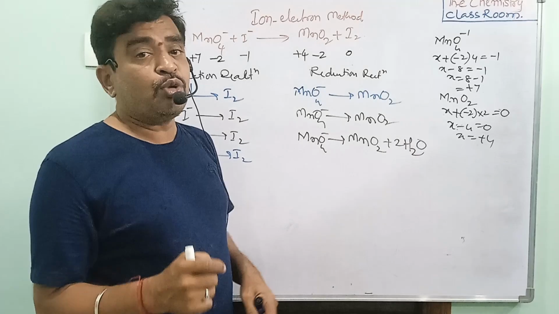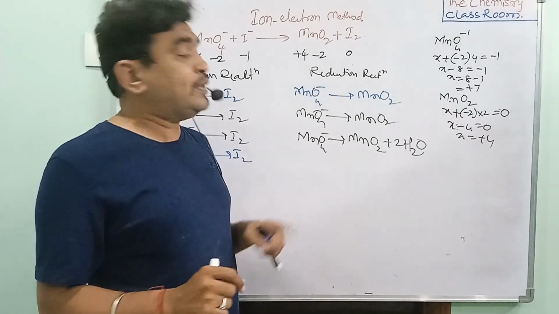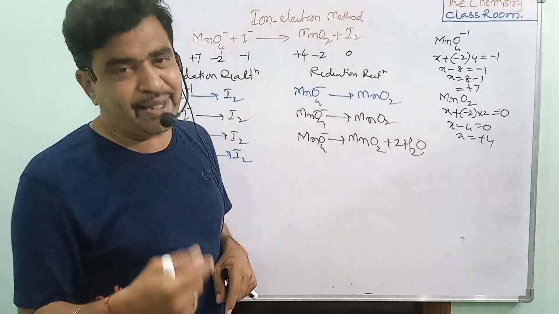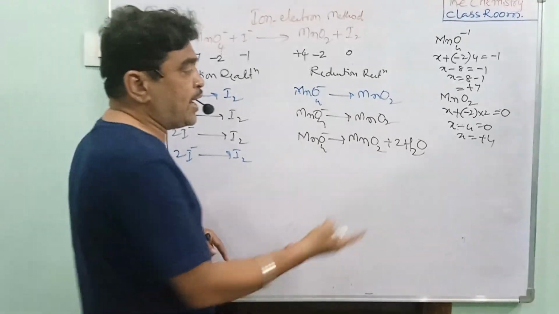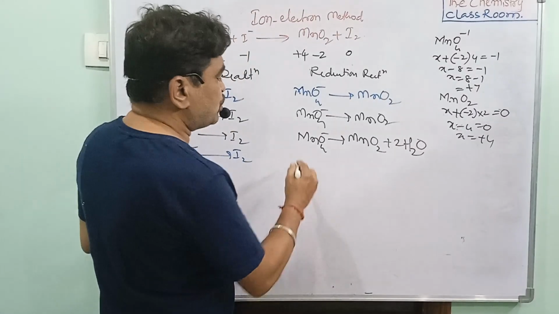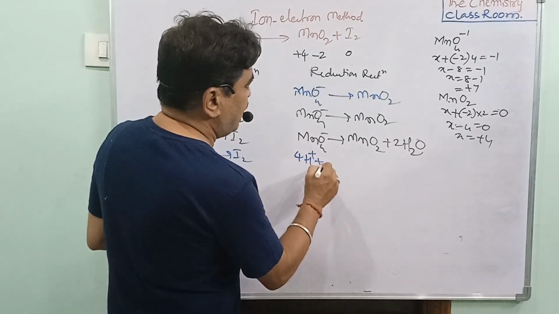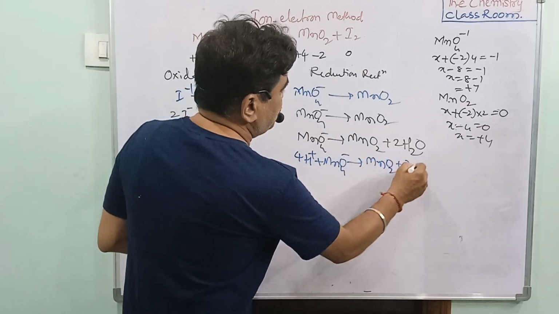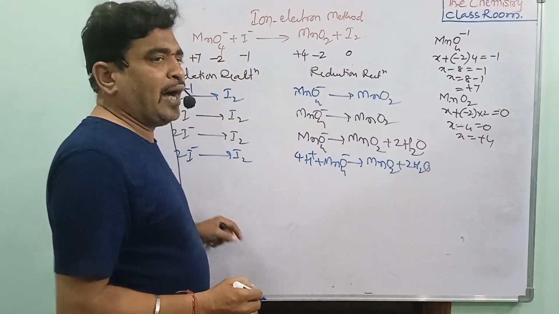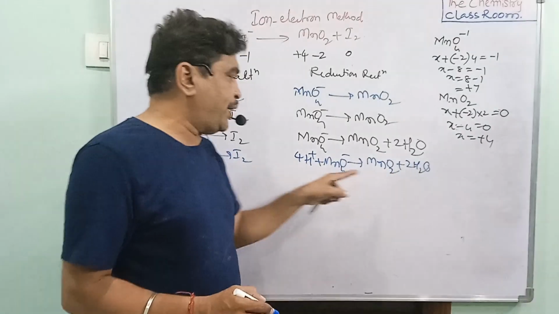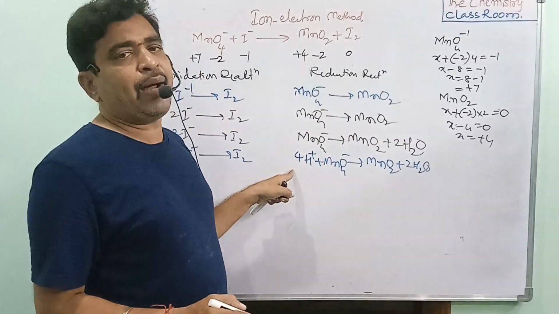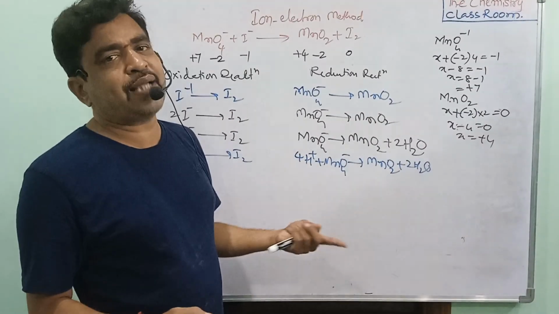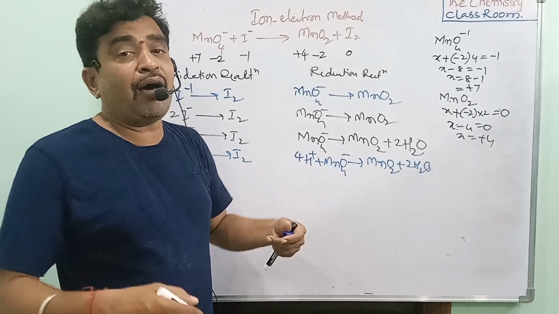So what do we have to do? To balance the hydrogens, on the side where the hydrogens are less, you have to add H plus ions. How many H plus ions do we have to add? This side has 4 hydrogens. So on this side I am adding 4 H plus ions, plus MnO4 minus gives rise to MnO2 plus 2H2O. To balance the hydrogen atoms, on the side where they are less I am adding H plus ions. This side I have 4 hydrogens, and this side I added 4 H plus ions. So the hydrogens are balanced.